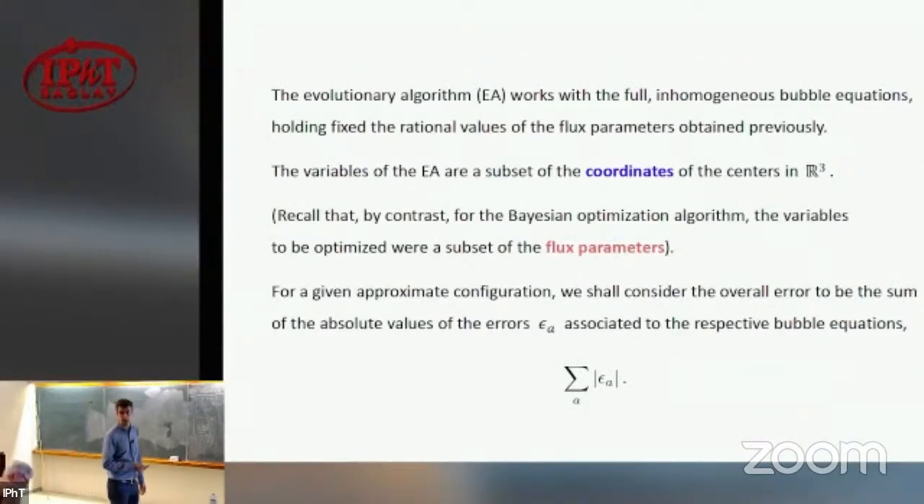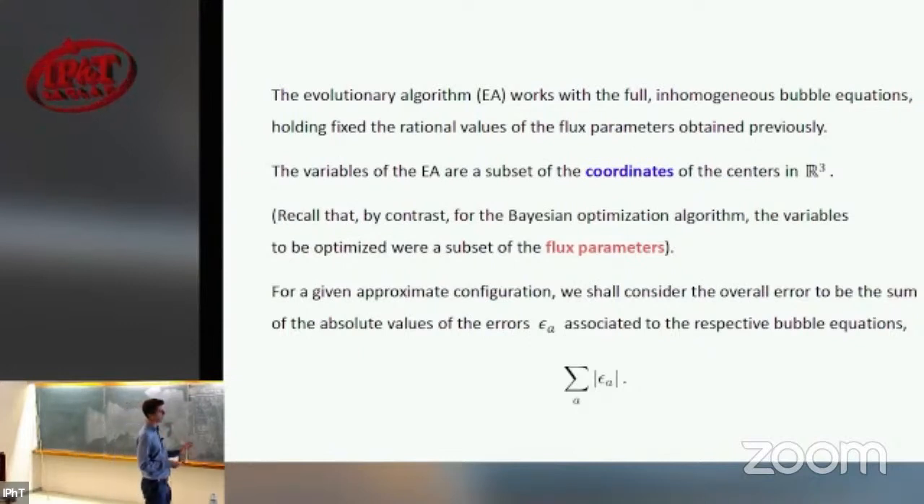Okay, so I said I would try to cut some time, so I will try to keep to that. The short version of the next bunch of slides is that now we're going to use another fancy algorithm to modify the locations of the centers to get a more precise approximate solution. So the first step is that we're going to use the full inhomogeneous bubble equations, holding fixed the flux parameters that we've got so far.